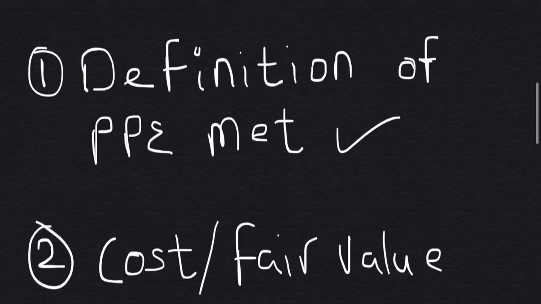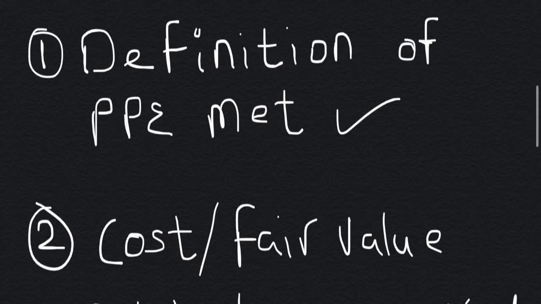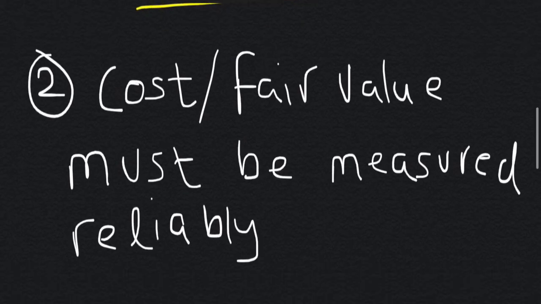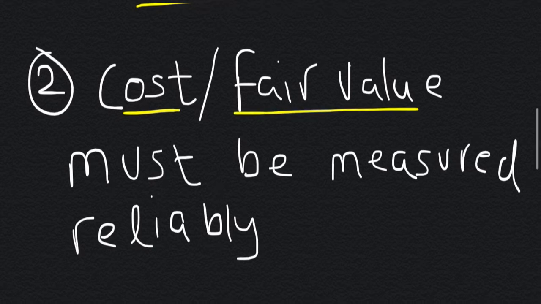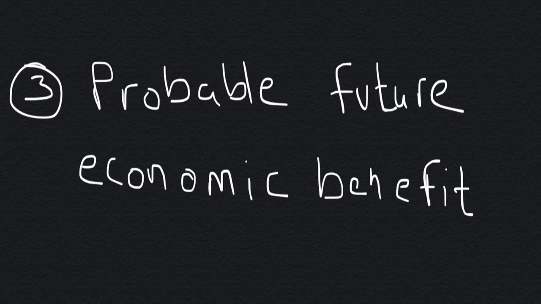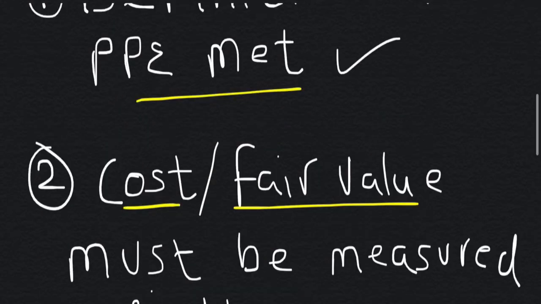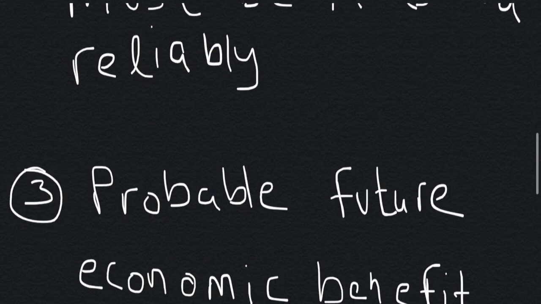Perfect. So I'll just go through the names first. The first one is that the definition of property, plant and equipment must be met. The second one is that cost or fair value must be measured reliably, very important. And the third one is that probable future economic benefit must be derived from that asset. We will be going through these 3 points individually and I'll be explaining briefly.